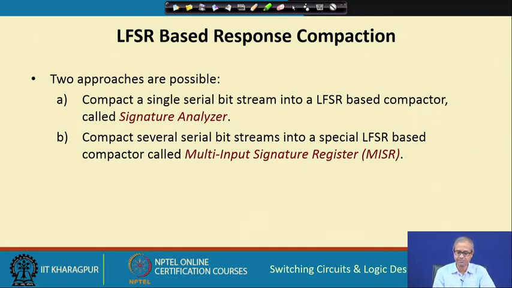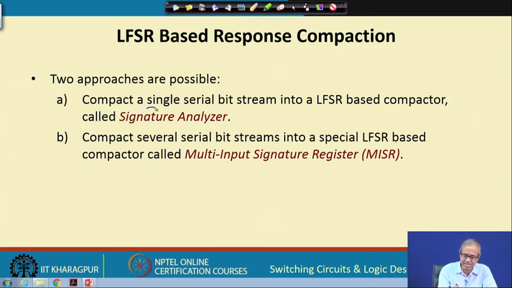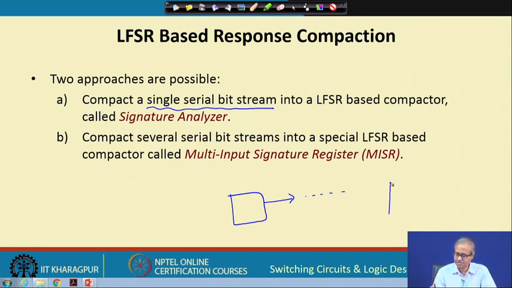Now, broadly speaking, this compaction or compression can be done in two ways. One, using something called a signature analyzer, which can compress a single serial bit stream. That means, assuming the circuit has a single output. So, a single bit stream is coming. And the second alternative is something called a multi input signature register, where this circuit can have multiple outputs. So, we can compress all of them together. Okay. Let us see how.